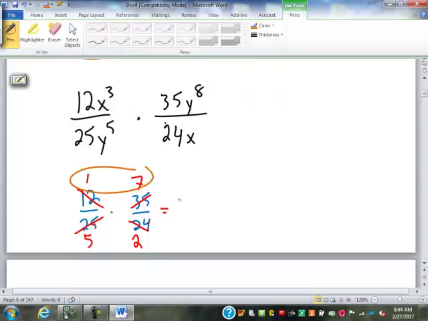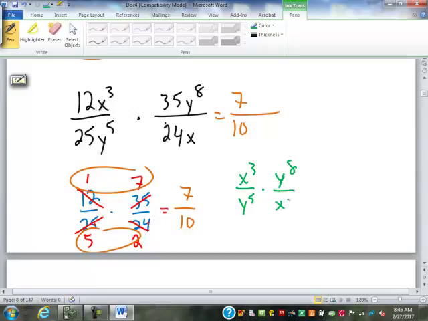So now we multiply. What's 1 times 7? 7. 5 times 2 is 10. So the number part of our answer is 7 over 10. So now I have to look at the variables. I'm going to pull those out separately here. I've got x to the 3rd over y to the 5th, y to the 8th over x, and I'm going to multiply them out. What will I end up with on top here? x to the 3rd, y to the 8th, yep, and on bottom? x, y to the 5th.